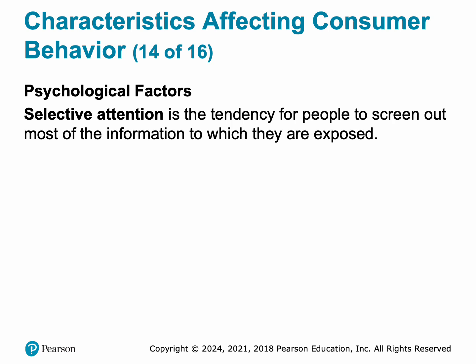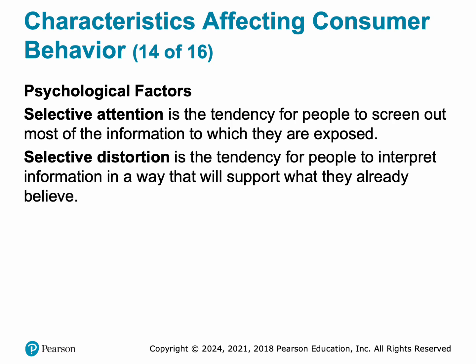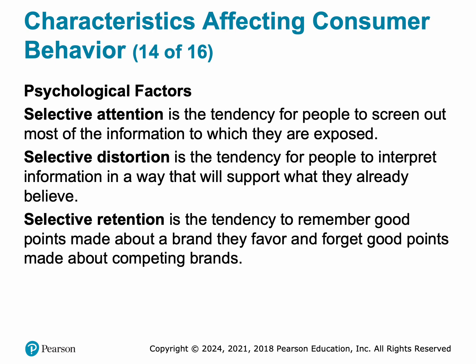So selective attention is the tendency for people to screen out most of the information to which they are exposed. Selective distortion is the tendency for people to interpret information in a way that will support what they already believe. And selective retention is the tendency to remember good points about the brand and forget good points made about competing brands.